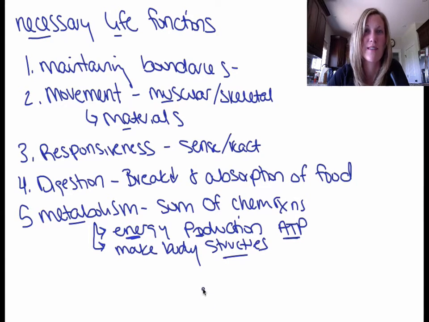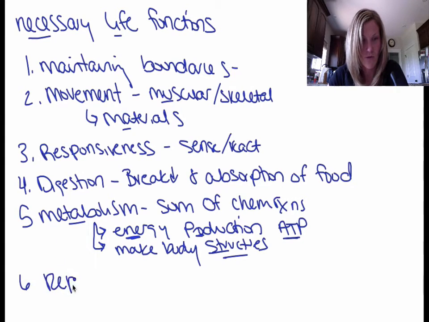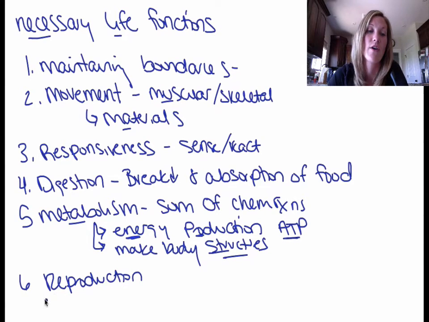Body structures doesn't mean that you're going to later develop another arm or something ridiculous. But during development, you need energy in order to develop structures, and you need energy in order for your body to produce hormones, to produce enzymes, those sorts of things. Next up is reproduction. It's not essential for an organism to reproduce, but for the fitness of the species, it is essential to be able to reproduce.